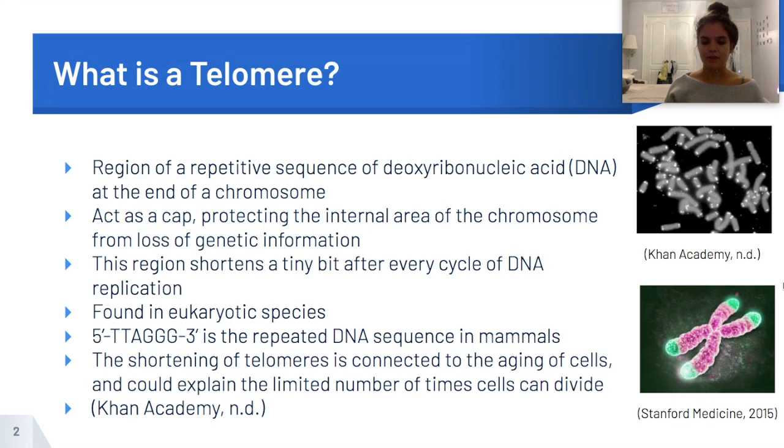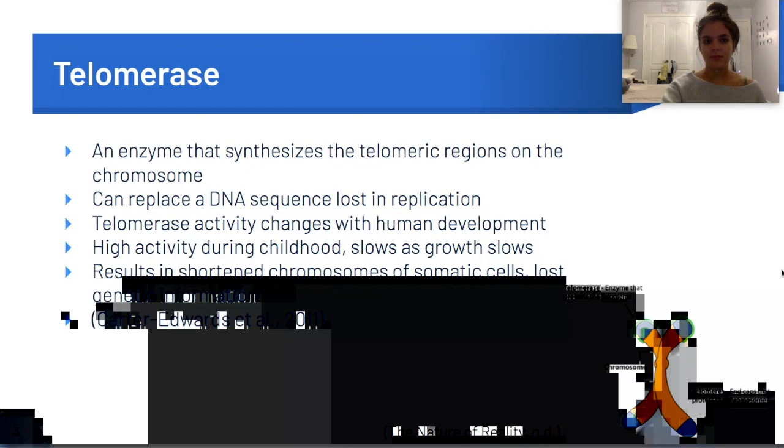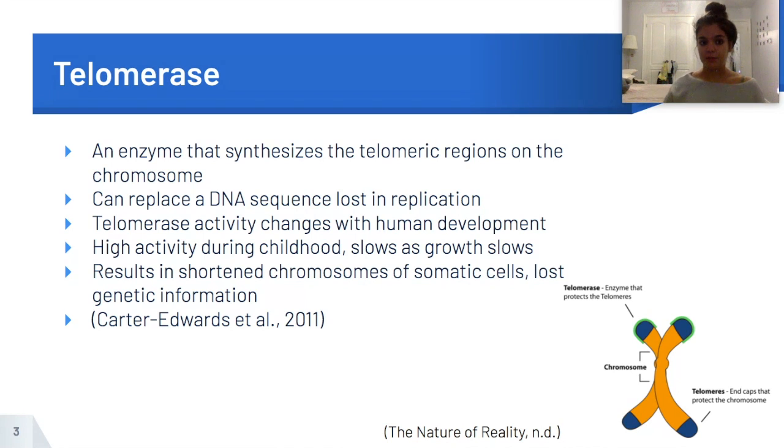The shortening of these telomeres is connected to the aging of the cells, and this could also explain the limited number of times cells can divide, which in humans is about 40 to 50 according to Hayflick's limit. These are also found in eukaryotic species. Telomerase is an enzyme that synthesizes the regions of each chromosome that house the telomere, and it can actually replace a DNA sequence that may have been lost during DNA replication.